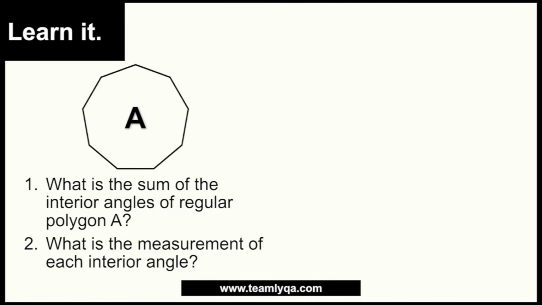Alright, so it says here, what is the sum of the interior angles of regular polygon A? Again, very important to take note of. It says these interior angles have to be equal because it's a regular polygon. Okay? So that means the number of sides is the same. Now, it didn't say how many sides, but we can count it off.